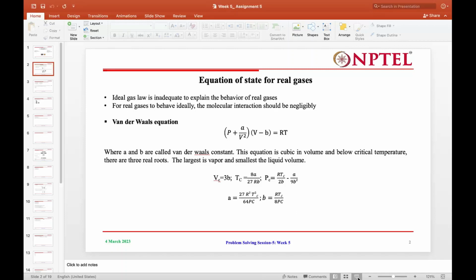So this one is the Holborn-Otto equation. This is Holborn. Holborn-Otto equation.